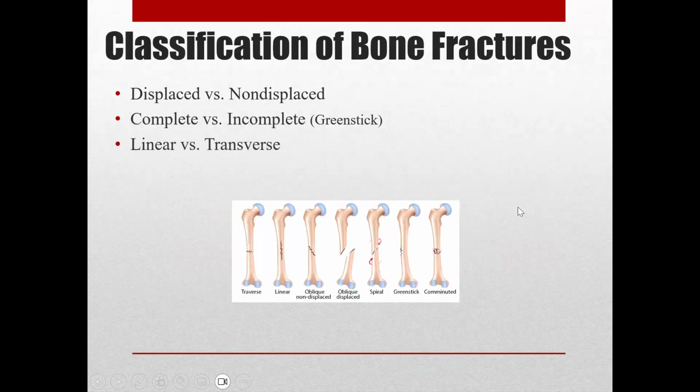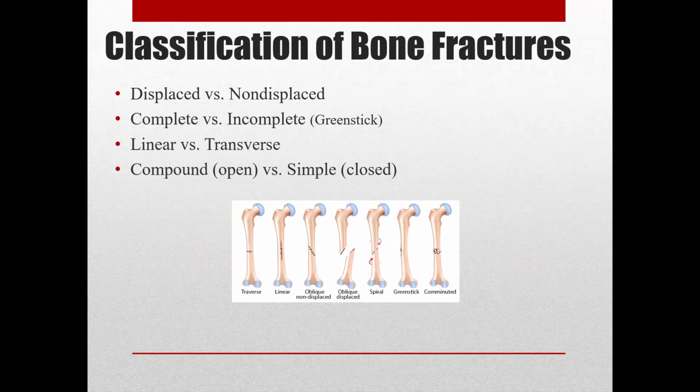Linear versus transverse just points to if the break or fracture is up and down with the long axis of the bone, that will be linear. Or if it's across, that's transverse. Or in the case of the one in the middle, that's oblique. So those words have to do with the shape as it's crossing the bone or going with the long part of the bone.